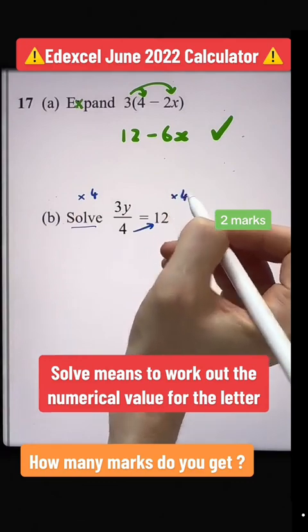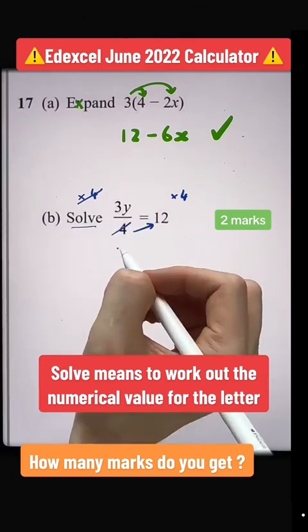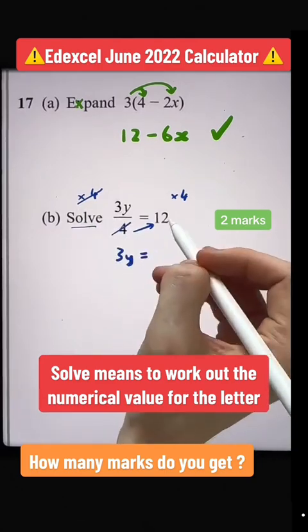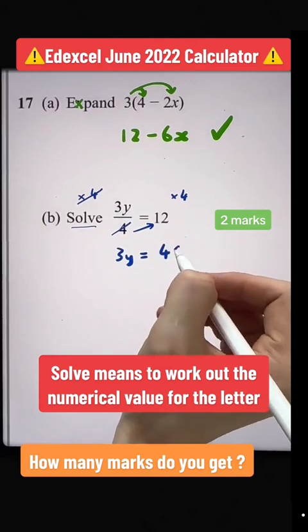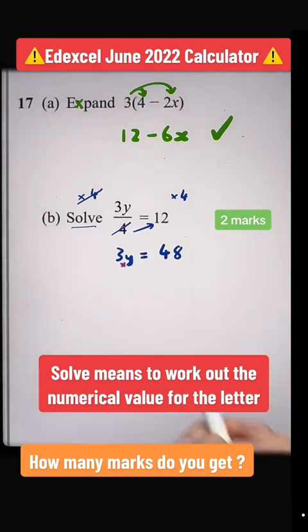On the left-hand side, we know that multiplying by 4 and dividing by 4 are opposites, so it'll cancel. That will just leave us the numerator, in this case 3y. On the right-hand side, 12 times 4 will give us 48. I don't want 3y, I want the value of y. Well, 3y in algebra means 3 times y.